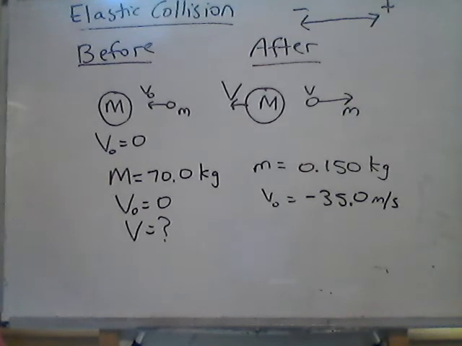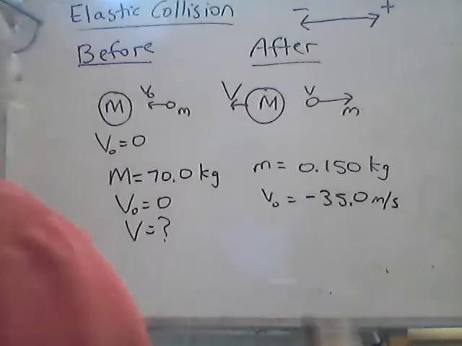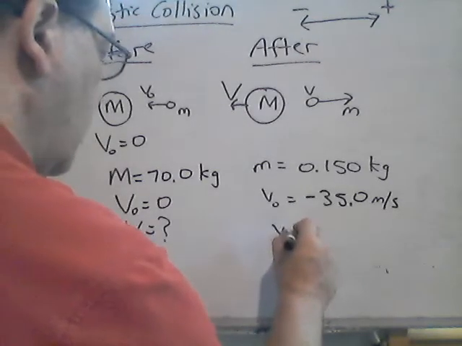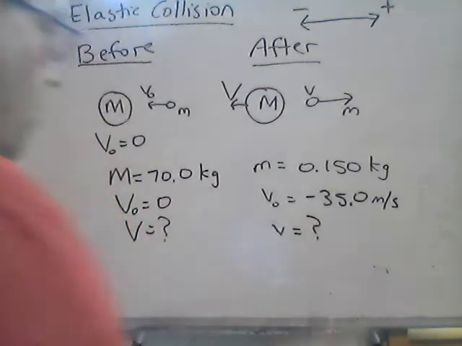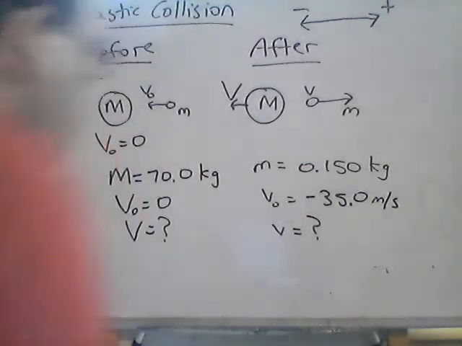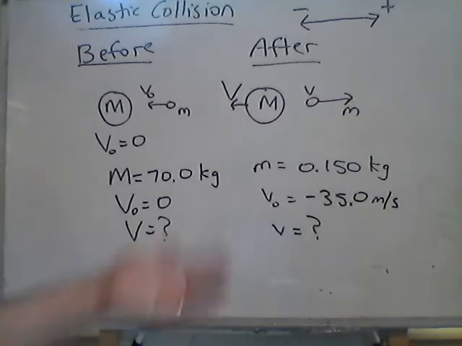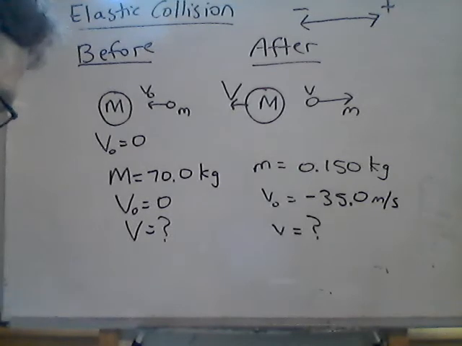Again, momentum is a vector. You must consider plus and minus in this particular one-dimensional case. You need to do magnitude and direction. And what's the final velocity of the goalie? The puck, little v. I don't know that either. So this is the situation that I'm in.